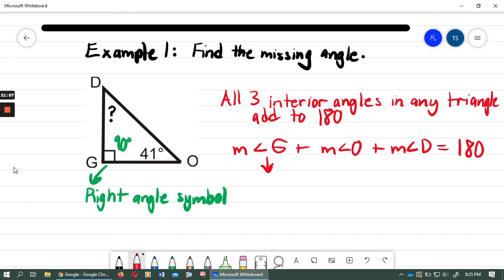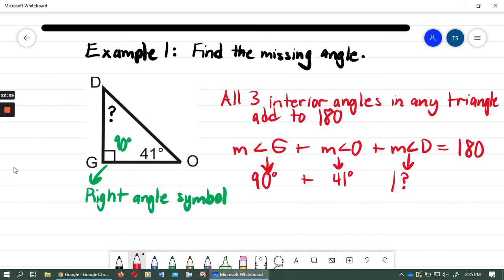But anyway, we've been given two of these angle measurements. We've been given that the measure of angle G is 90 degrees, so it's not a surprise that I'm putting 90 degrees right here. Awesome, lovely. And we've been given the measure of angle O as well. The measure of angle O is 41 degrees.